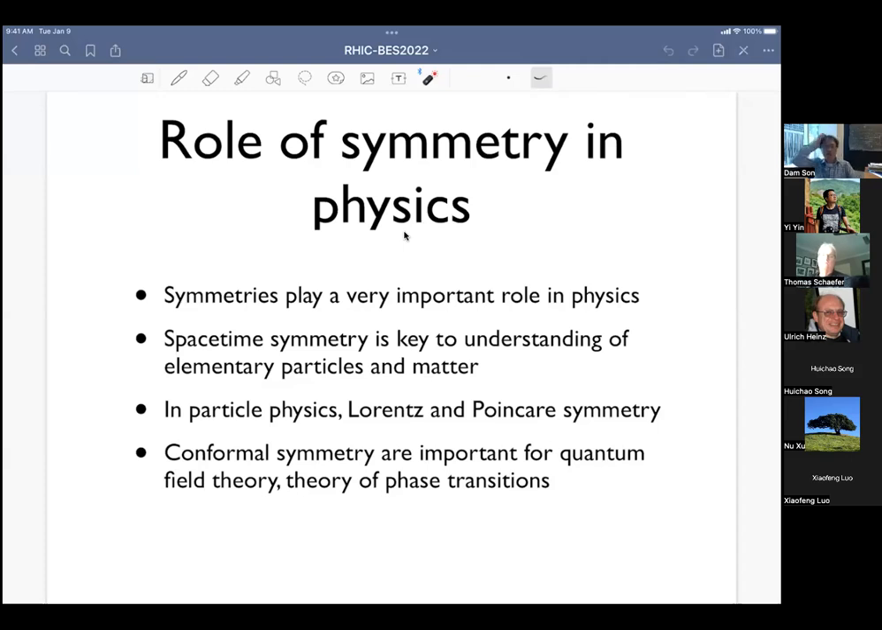In elementary particle physics, space-time symmetry is the key to understanding elementary particles. So in particle physics, we have Lorentz and Poincaré symmetry, and the representation of Lorentz and Poincaré symmetry determines the properties of elementary particles. Another symmetry, a larger group of symmetry called conformal symmetry, is also important in quantum field theory, and also in the theory of second-order phase transitions.